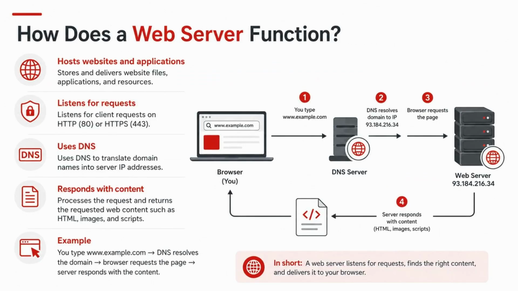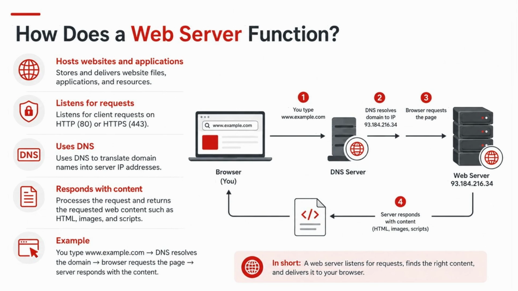A web server hosts websites and applications, listening for requests on HTTP, port 80, or HTTPS, port 443. It uses DNS to translate domain names into server IPs, then responds with the requested content: HTML, images, scripts. When you type www.example.com, DNS resolves the address, your browser requests the page, and the server responds.